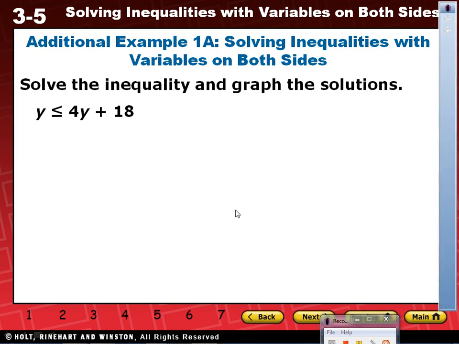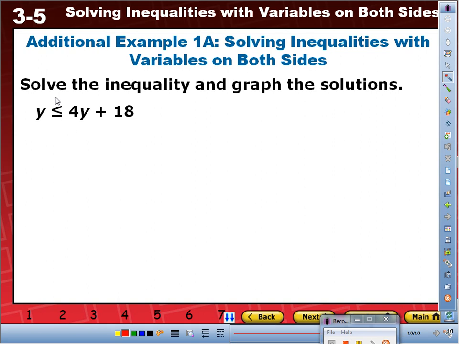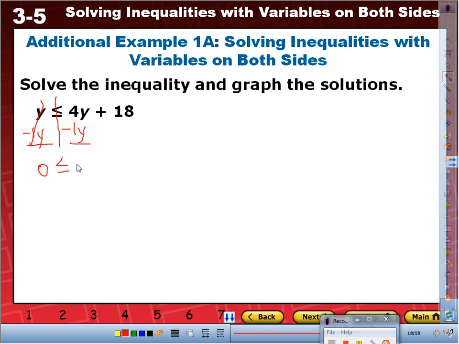First things first, I'm going to draw my line down the inequality symbol so I can keep organized. Step 1, simplify. Can I simplify the left side? No. The right side? No. Step 2, isolate the variable. Get all variables to one side. What is my smallest variable? Y. So I subtract 1y from each side. 1y minus 1y, that's 0, less than or equal to 3y plus 18.